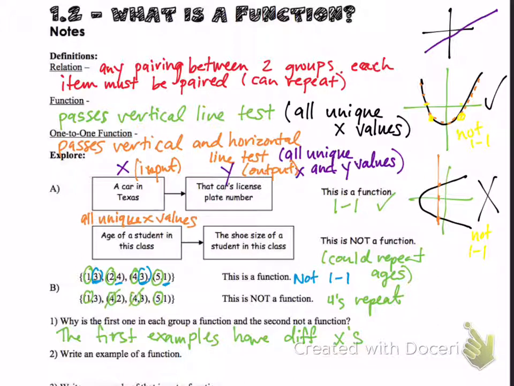So what I want you to do is I want you to do 2 and 3. You can either make it a numerical example or you could be creative and make it a real world example. So I want you to do 2 and 3 on your whiteboard, and then I will come by and check it.